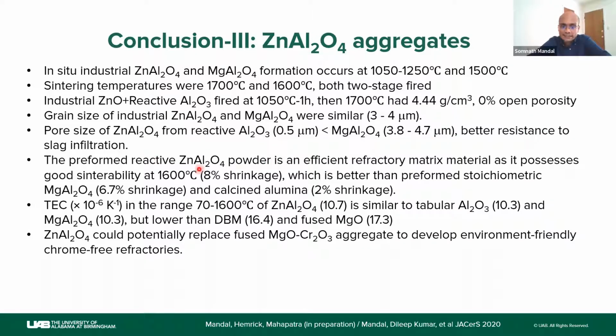And then the reactive zinc aluminate, which has been calcined at 1050 °C, is an efficient refractory matrix material, as it possesses good sinterability, 8% shrinkage, which is more than magnesium aluminate spinel and calcined alumina. And then we have quantified the thermal expansion coefficients, which can tell that potentially zinc aluminate can replace fused magnesia-chrome aggregates to develop environment-friendly refractories.